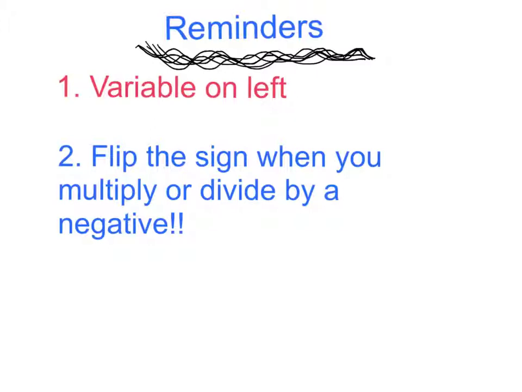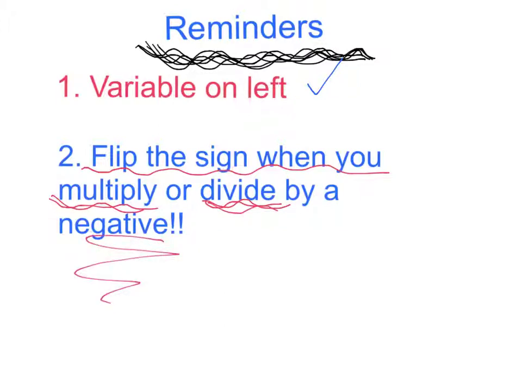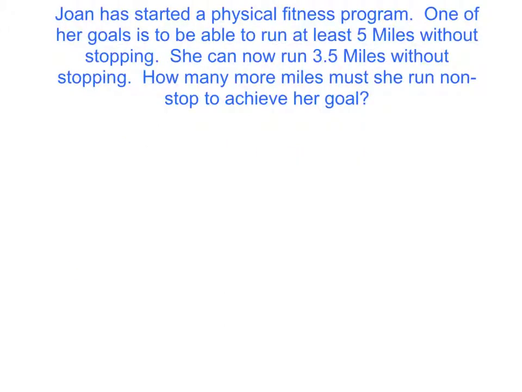So 2 important things just to always remember is your final answer. Always put your variable on the left. And then this is the big one of today's lesson, is you flip the sign when you multiply or divide by a negative. Okay, 2 story problems, and we will be done with this lesson.